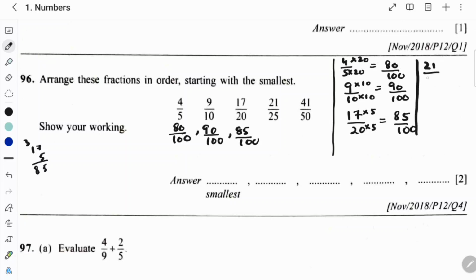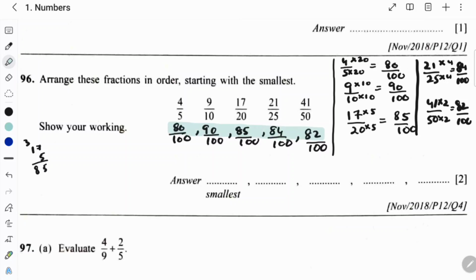21 over 25 times 4 equals 84 over 100. And then 41 over 50 times 2 is 82 over 100. Now we have made all the denominators equal.